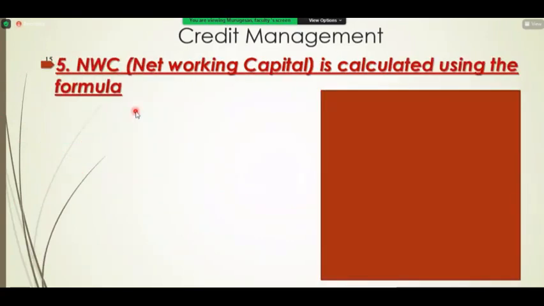Now, NWC. In every exam, there will be current ratio questions. NWC questions will be there. NWC is very, very important for a banker. Net working capital. You can note down. Either you call it net working capital or it is also the margin for working capital. How you calculate that is different, we'll come to that. NWC, called net working capital, is also known as margin for working capital.